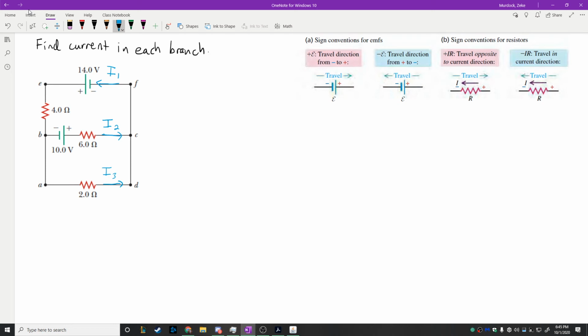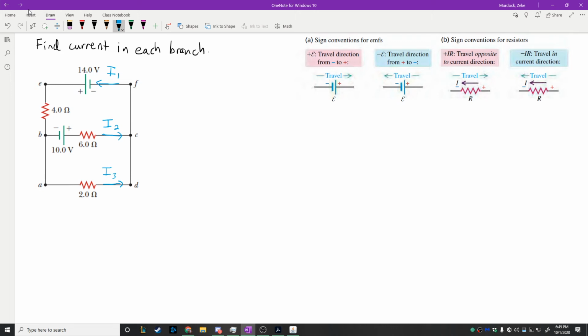So this is step one. You will do this on all these problems. Before you do any calculations, before you ever use an equation, you draw these on here. It's like doing a free body diagram in physics. You got to pick directions for your forces, right? So here we pick directions for currents. We'll just throw them on the diagram.